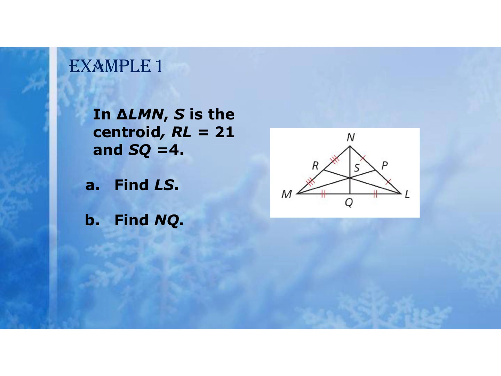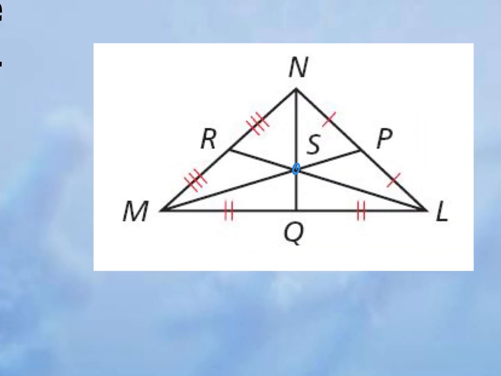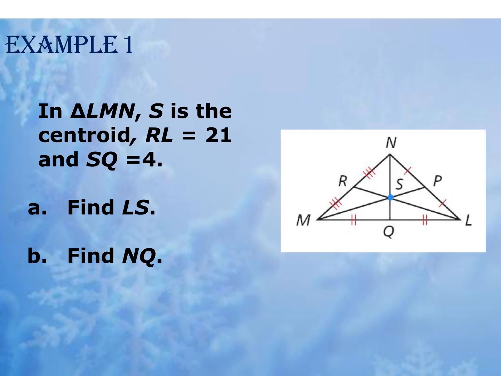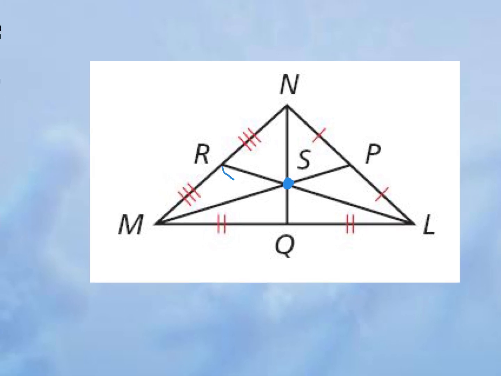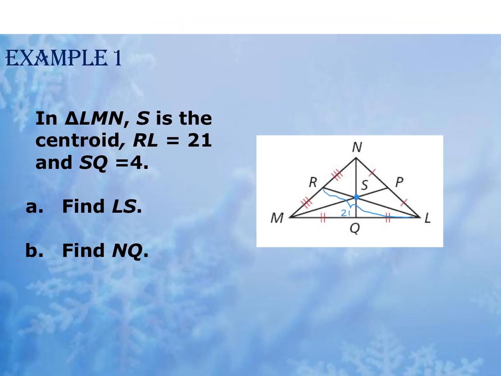It says in the triangle, S is the centroid. Perfect. So we are already given that this is the centroid. We now know that we have proportions of these segments. So SP is a smaller one, RS is a smaller one, and SQ is a smaller one. Okay? It says that RL is 21. So let's go ahead and put that on our diagram. It says that this distance from here all the way down to here is 21 units. Let's just do that part first.